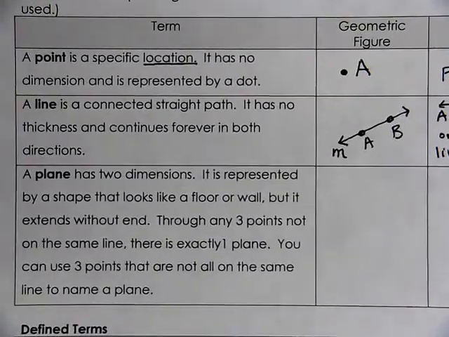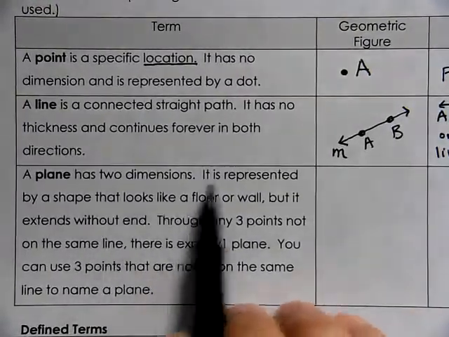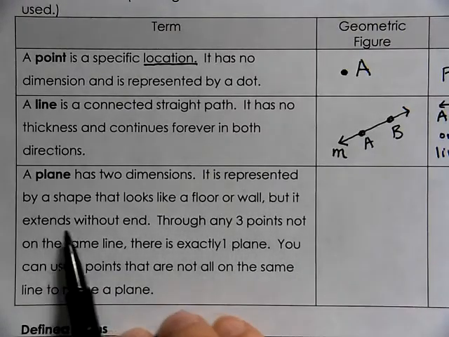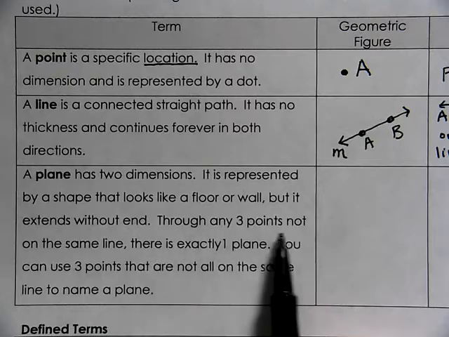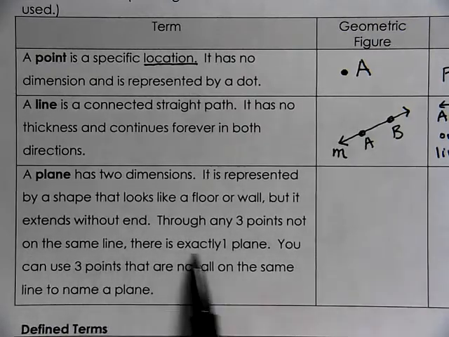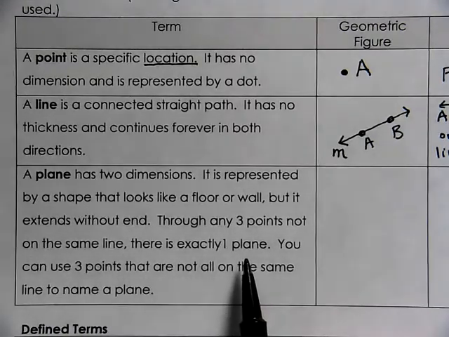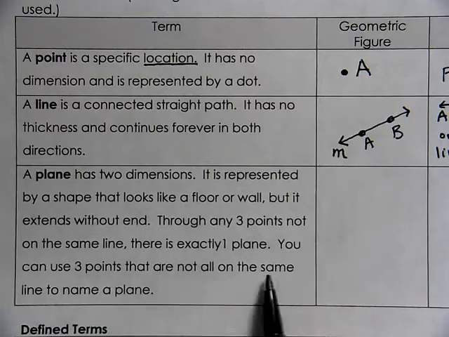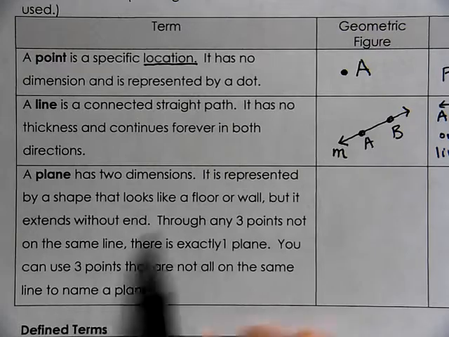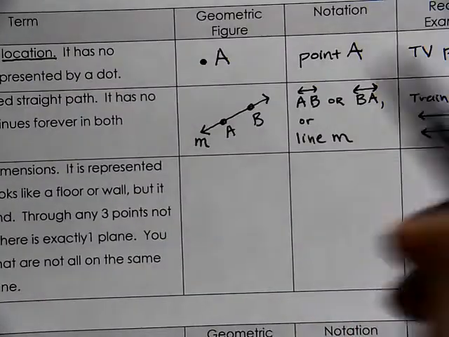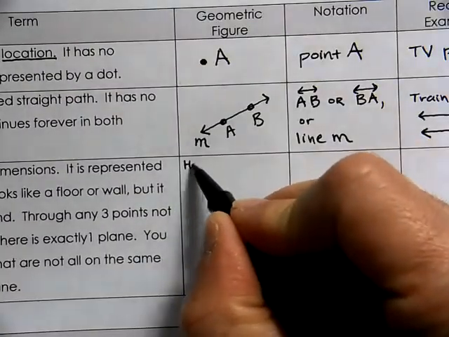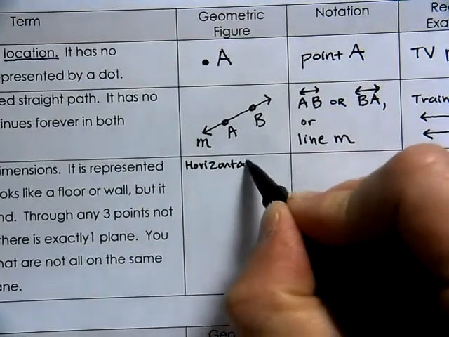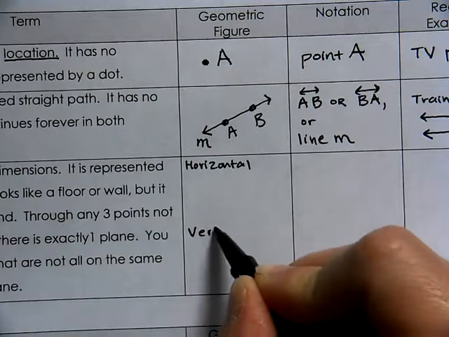So a plane now has 2 dimensions, and it is represented by a shape that looks like a floor or a wall, but it extends without end. Through any 3 points not on the same line, there's exactly one plane. You can use 3 points that are not all on the same line to name a plane. So let's break that down. First of all, we could draw 2 different ways. Here's a horizontal plane, and here's a vertical plane.